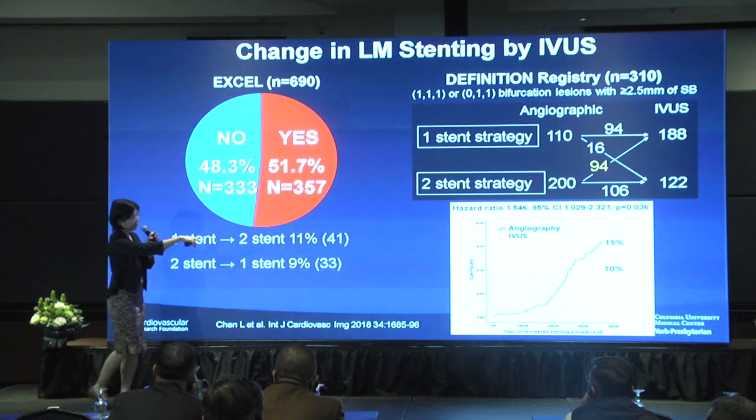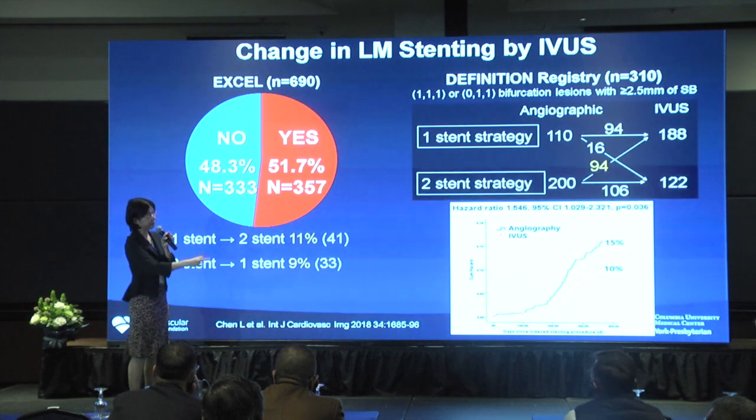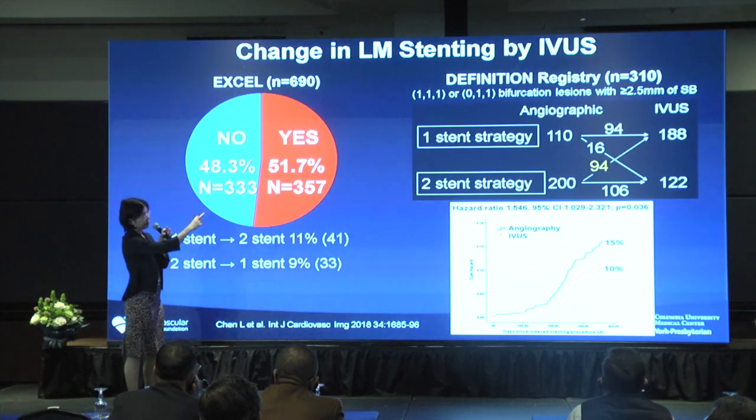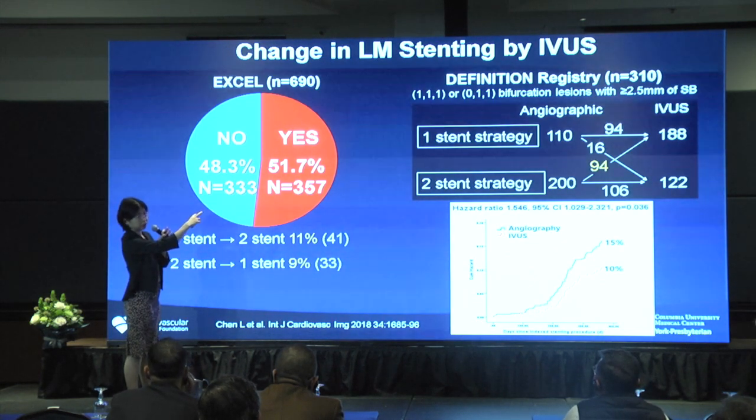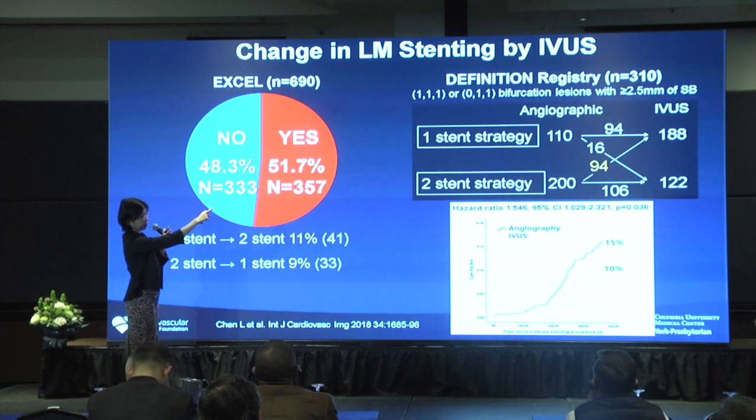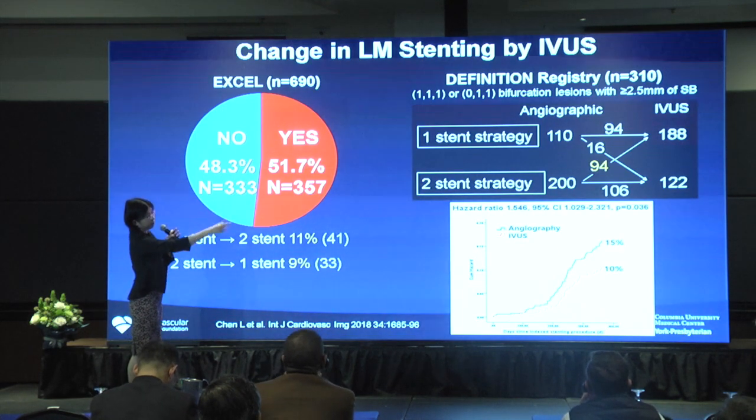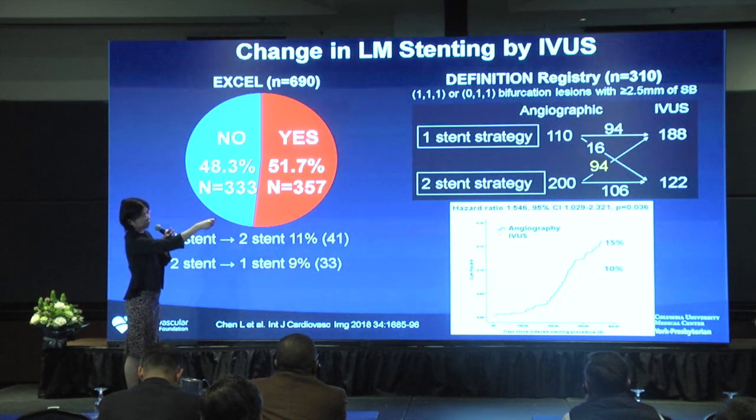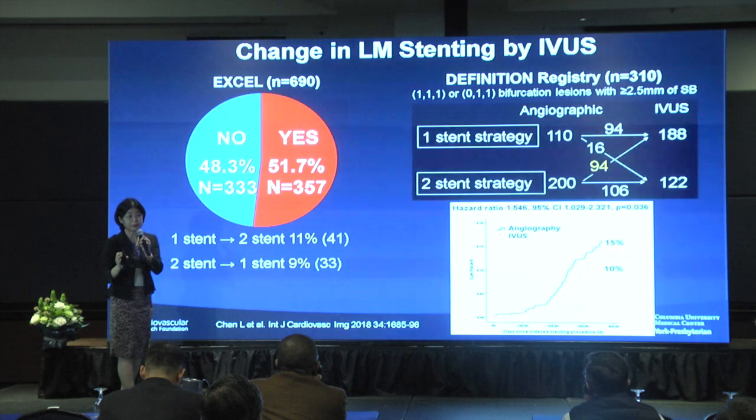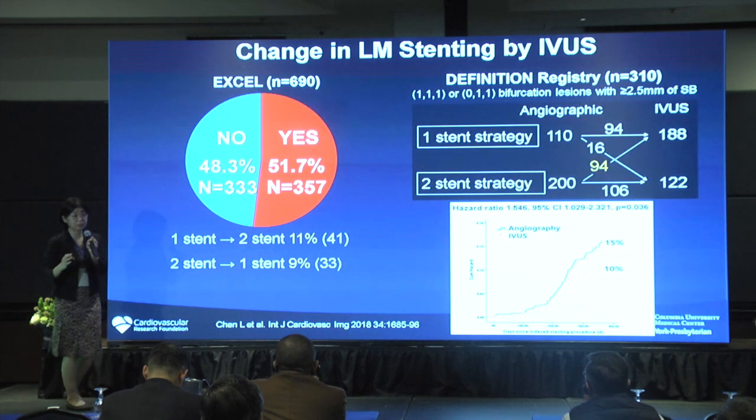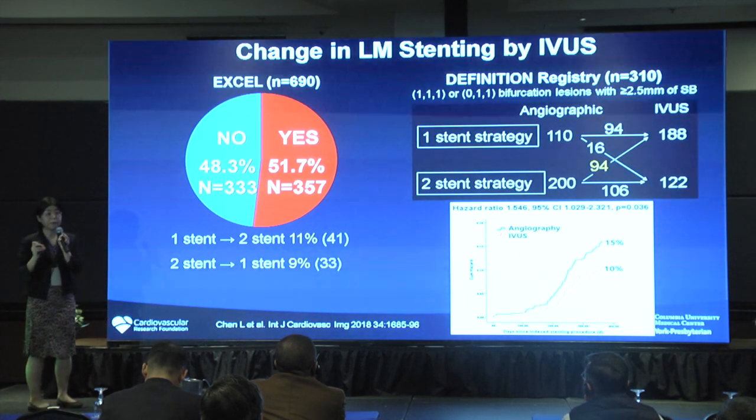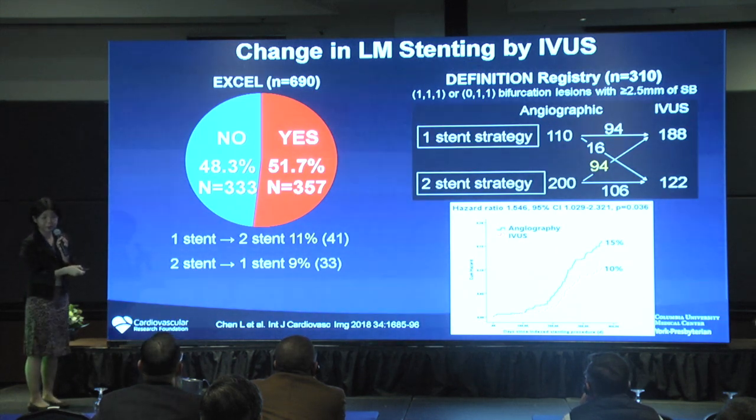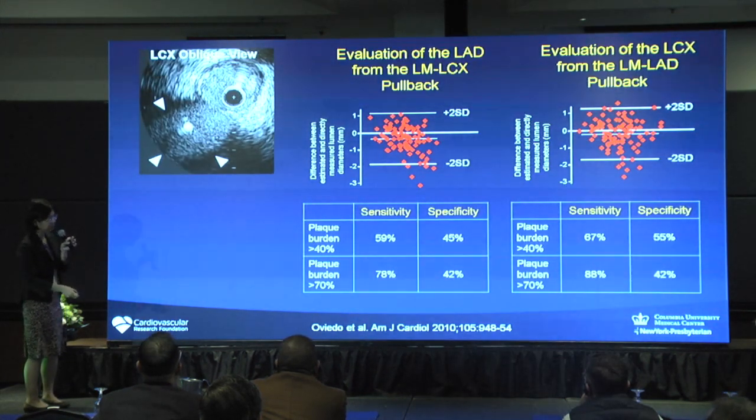But in China, this is a different study, again they asked, based on the angio, what do you decide, single stent strategy or 2 stent? And then after looking at IVUS, 16 changed from 1 to 2, and 94 changed from 2 to 1. So by looking at the IVUS, they are changing the strategy a lot. And the main point is how the bifurcation side branch looks.